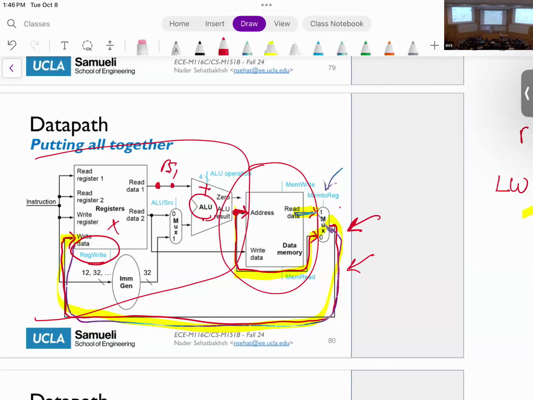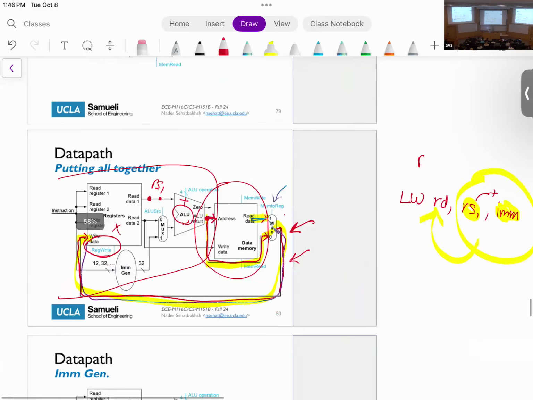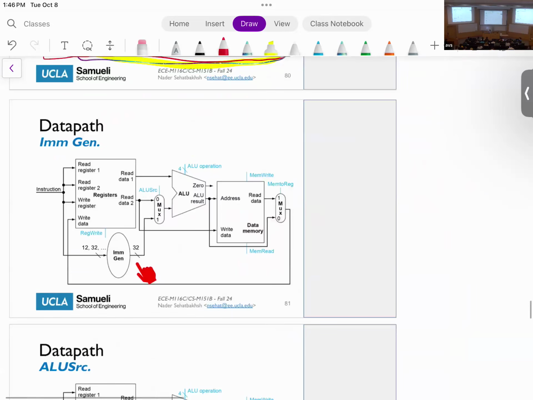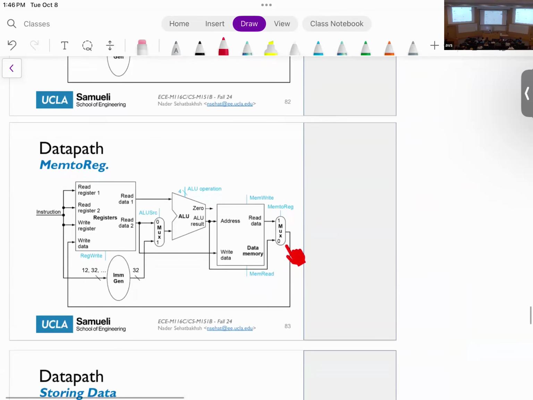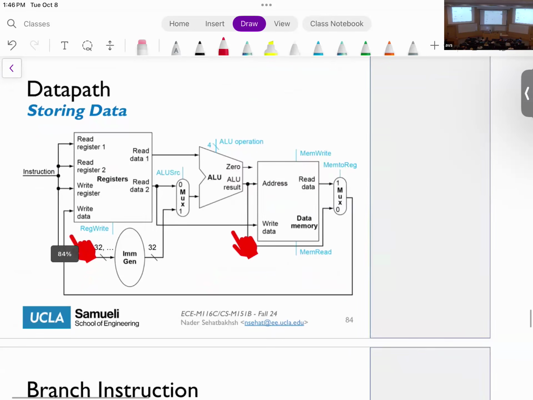Correct. So the question is that this kind of design is only triggered for load word and store word, and the answer is yes. In a massive actual generic design, we're going to have store byte and load byte and unsigned and so on and so forth. So your controller will be slightly more involved. ALU source, mem to reg, storing data.